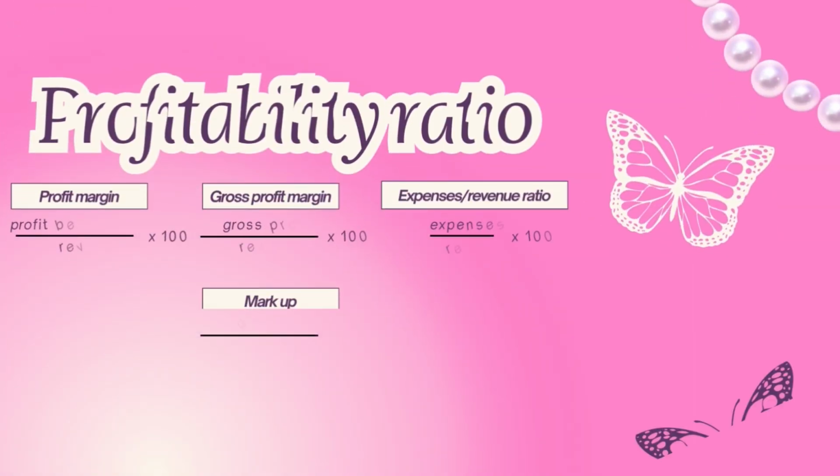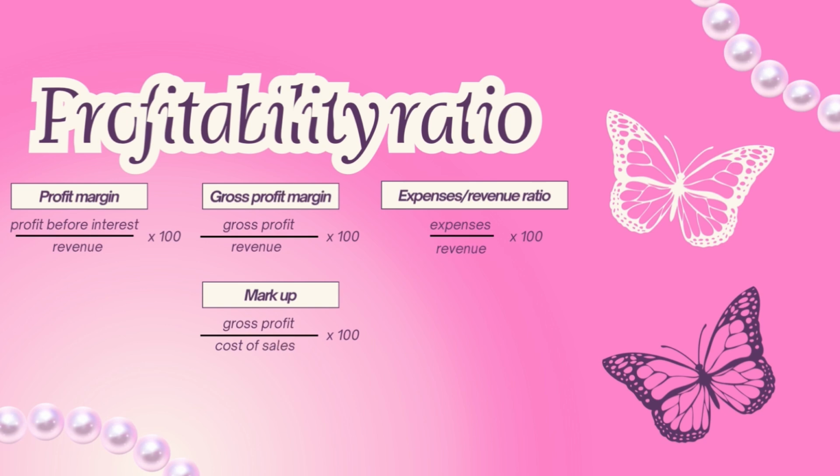To calculate profit margin is profit before interest divided by revenue times 100. To calculate gross profit margin is gross profit divided by revenue times 100. To calculate expenses revenue ratio is expenses divided by revenue times 100. And lastly, to calculate markup is gross profit divided by cost of sales times 100.